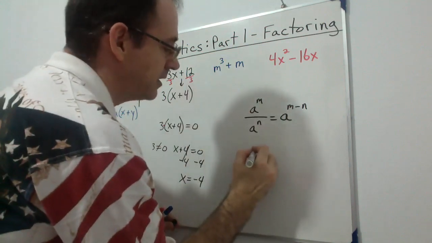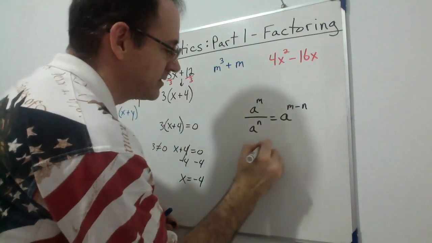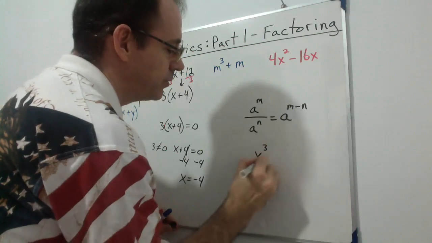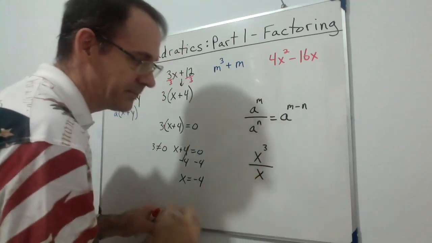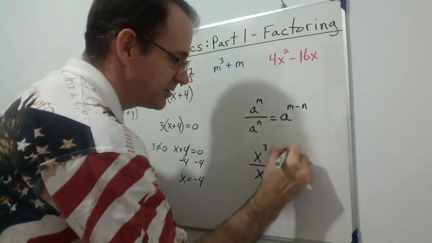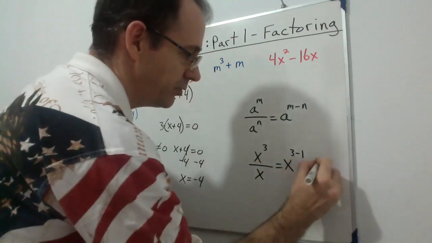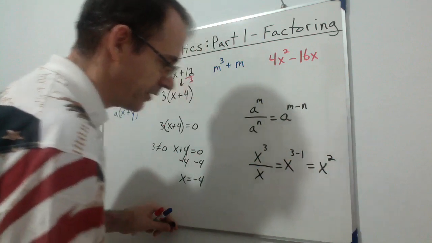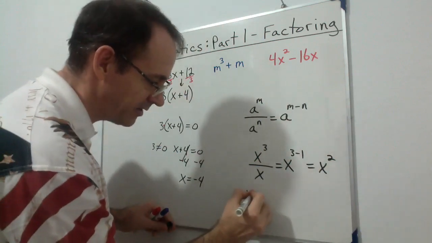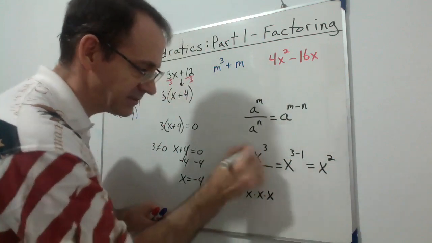So if you have x cubed over x, then that means you have x to the 3 minus 1, which gives you x squared. So if you want to look at it this way, you have 3 x's, that's x cubed.